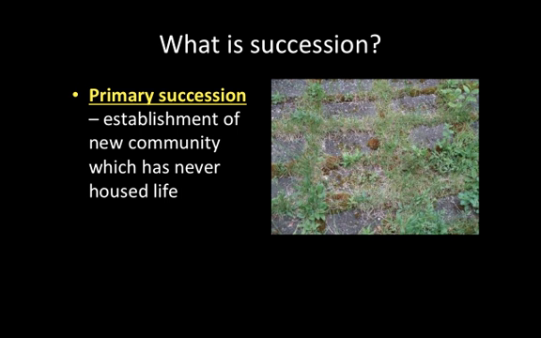Primary succession is the establishment of a new community which has never before housed life. So if we look on the picture, there's grass that's growing on some sidewalk or on some pavement. The pavement has never before had life on it, but grass is starting to grow, and you can also start to see some weeds growing. These are the first steps towards succession. If we let these grasses grow over a long period of time, there's a potential that we could see much larger species of plants growing there, as well as different organisms like animals.